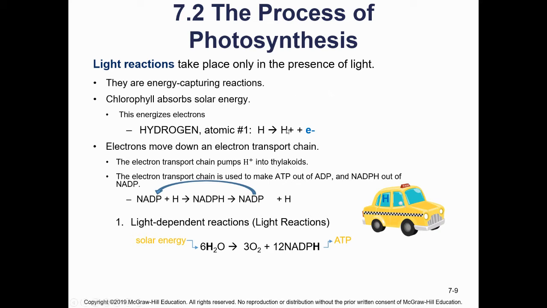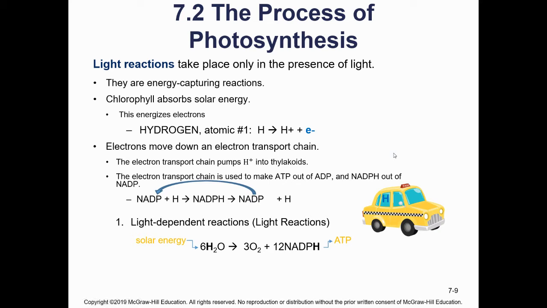A hydrogen is 1 proton and 1 electron, and that's it. So whenever you hear or read electron, when we're talking about the process of photosynthesis or cell respiration, look for the hydrogen. This is what's carrying the electron of interest. Remember, I said the solar energy comes in and splits that water apart, splits the oxygen off, and leaves me this hydrogen. So here's my electron that I'm following. This electron is going to move down an electron transport chain.